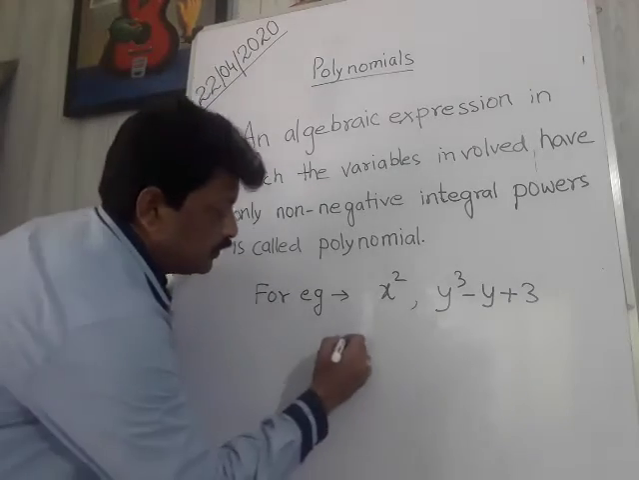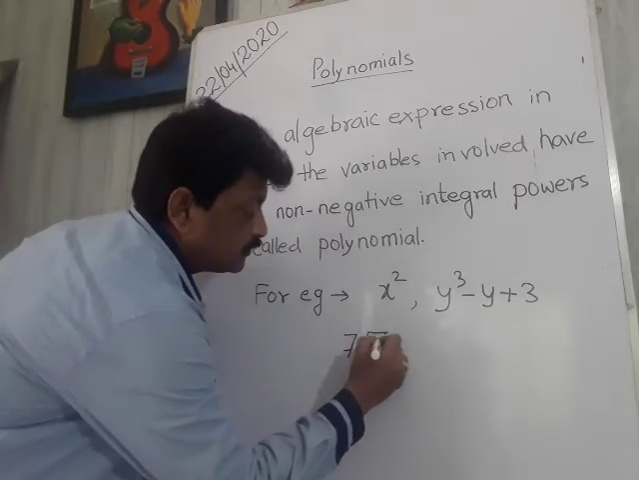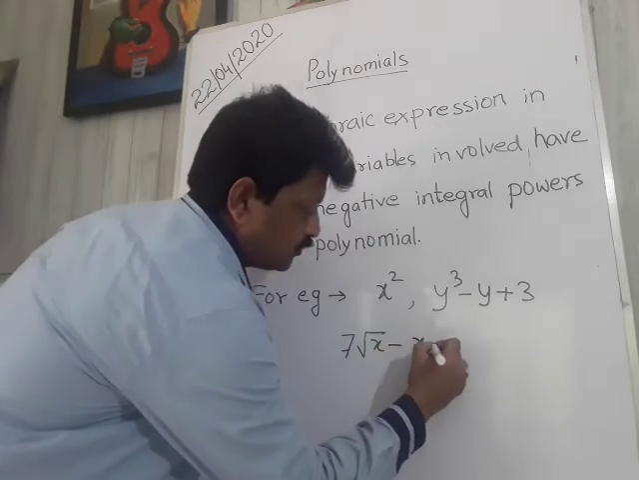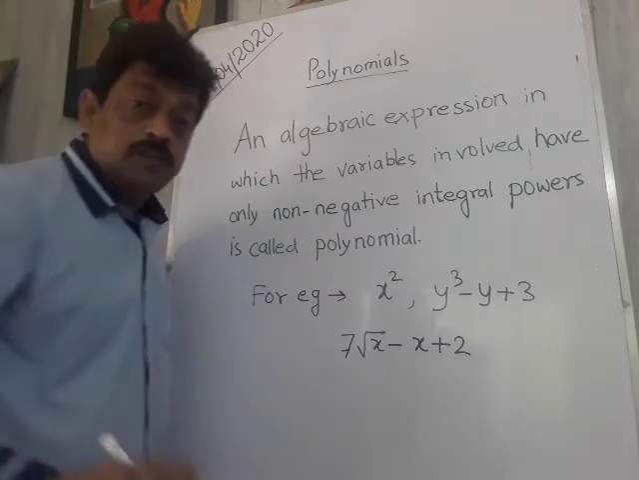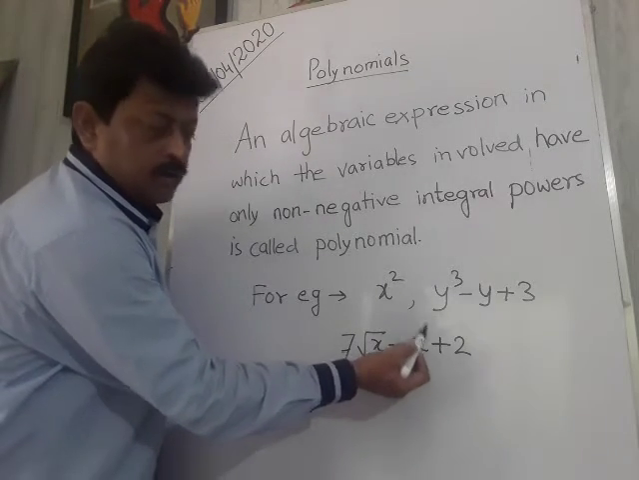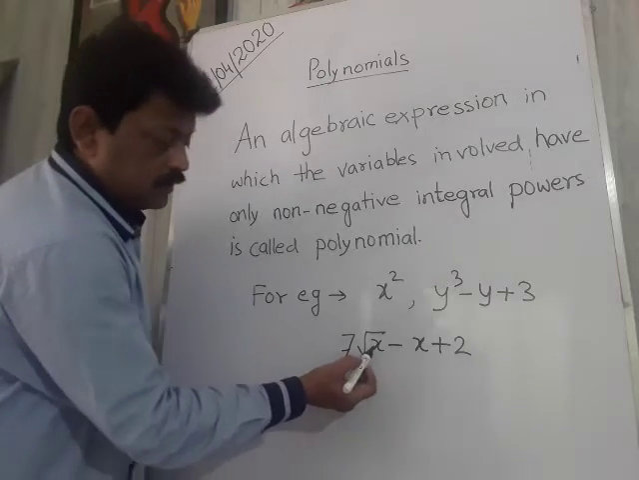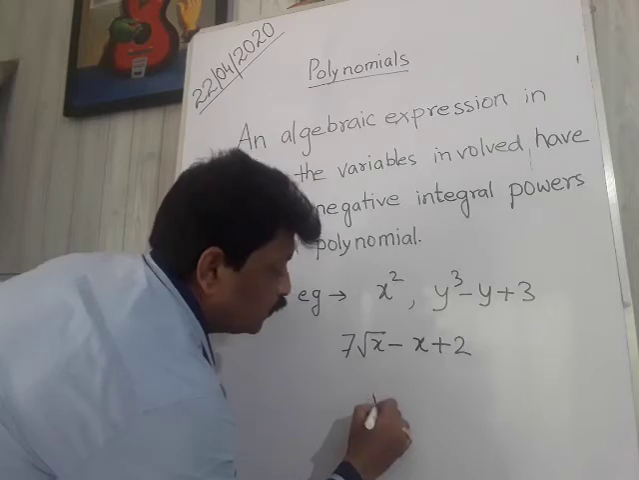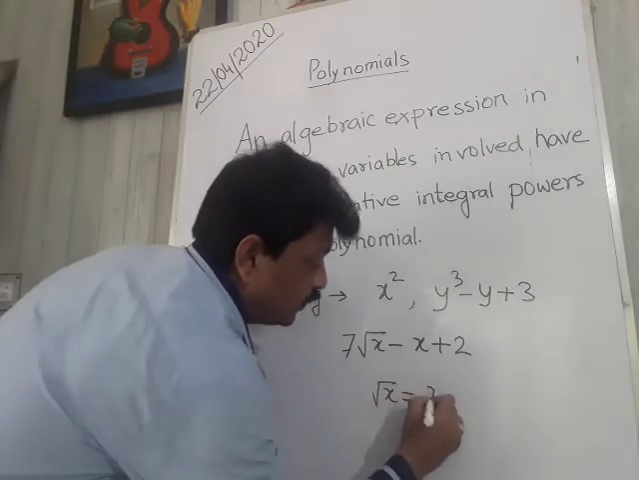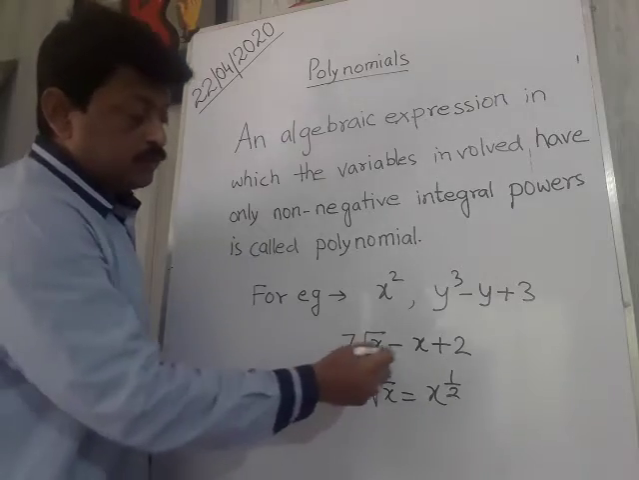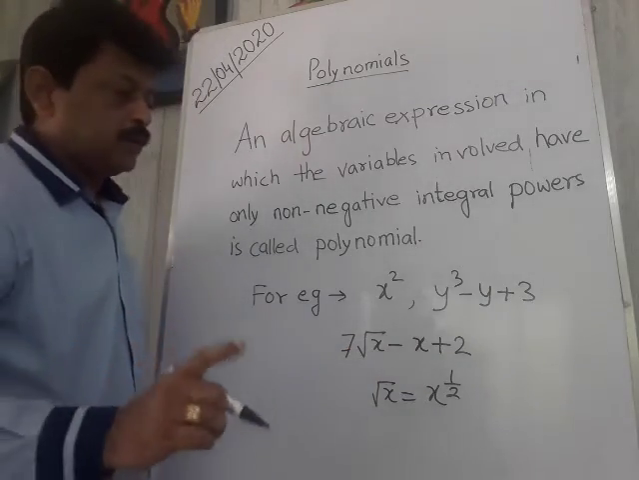But 7 root x minus x plus 2, this is not a polynomial, because though here the power of x is 1, here the power of x is a fraction. We all know root over x is equal to x to the power half. So 7 root x minus x plus 2 is not a polynomial.